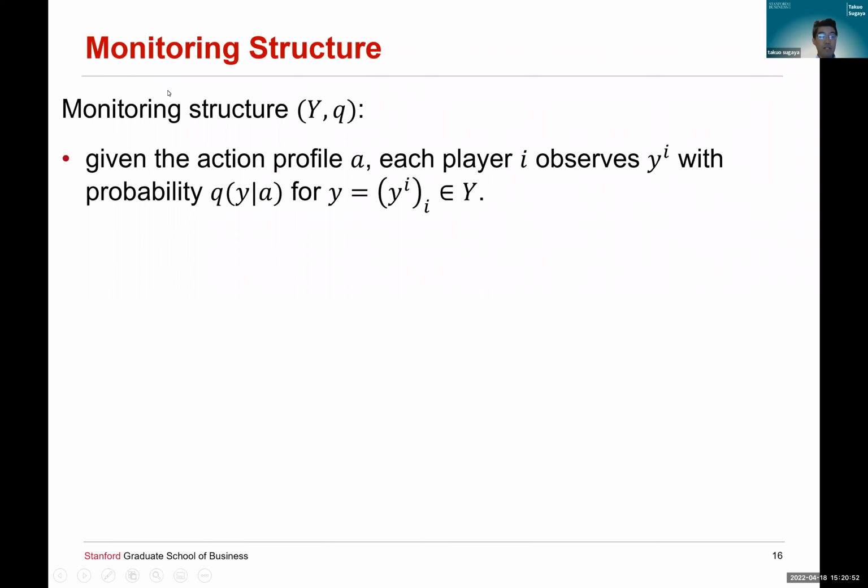And the monitoring structure (Y, Q): Y is a set of signal profiles and Q is a distribution. Given the action profile a, each player i observes player i's element of the signal with probability Q of the vector of y_i's given the action profile. So this is a joint conditional distribution of signal profile given action profile.